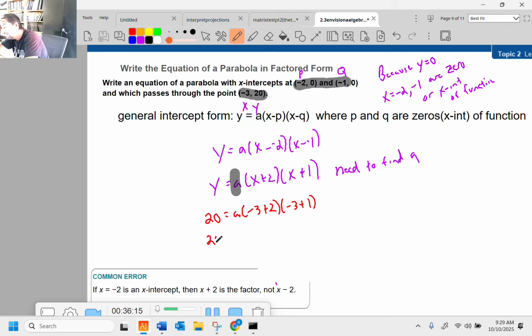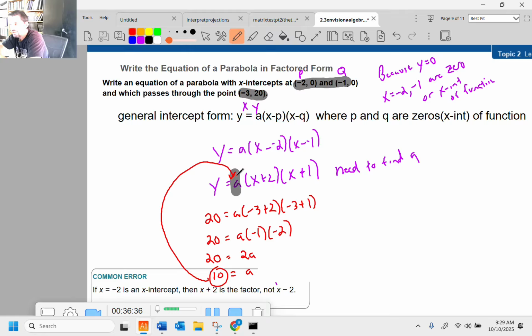I'm going to do a little math here. -3 plus 2 is -1. -3 plus 1 is -2. And I used to not show all this math because kids could comprehend it. Something's changed. A negative times a negative is a positive, and we divide out that 2, and we get an a value of 10. Now, when you write an equation, equations are written in terms of y's and x's, or maybe a function of x is equal to. But we have to plug that back in. We get y equals 10 times x plus 2 times x plus 1.